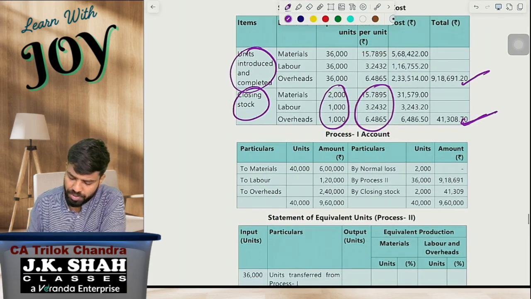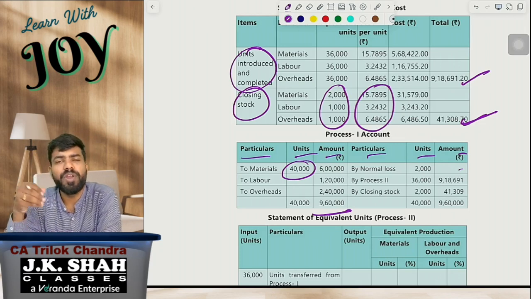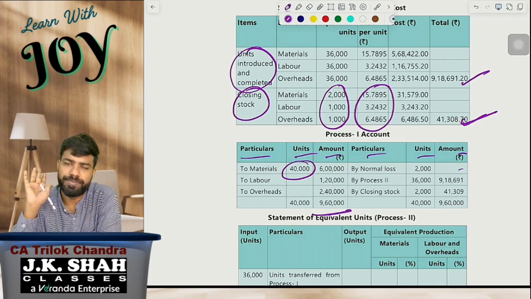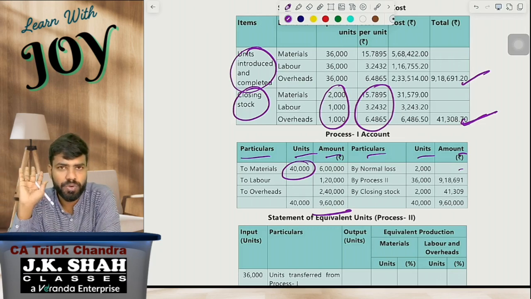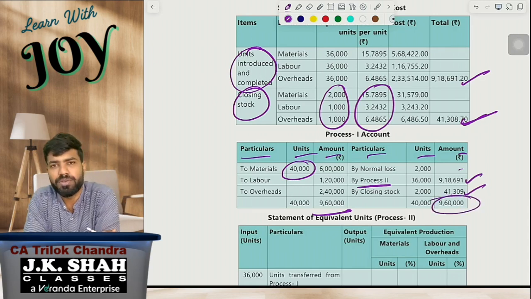Now prepare the process account. We know particulars, units, amount. Here we write material units 40,000, total 9,60,000. Normal loss 0, there is no scrap income. If there were scrap income, we would have accounted it against normal loss. There is no scrap income in the question, so we show it as 0. Next, process 2 account 9,18,691, closing stock 41,309, total 9,60,000.